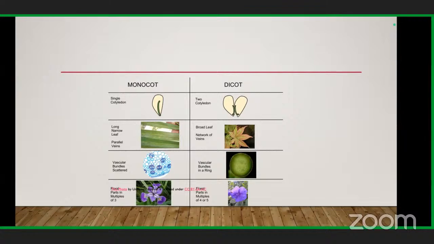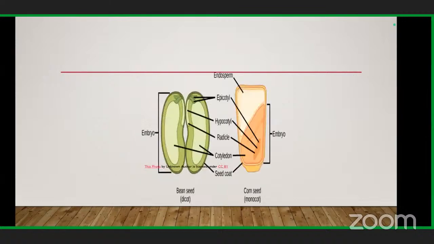Single cotyledon, 2 cotyledons. Leaves are parallel veins, and here it is network of veins. Long narrow leaf, broad leaf. Vascular bundles scattered, and vascular bundles in a ring. Here floral parts are multiples of 3, here floral parts are multiples of 4 and 5. So this is the structure of bean. That is a dicot, this is the monocot.